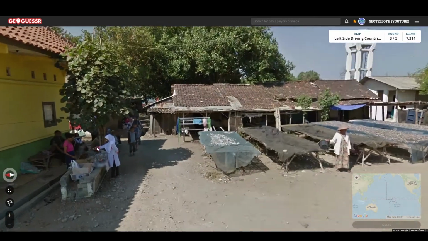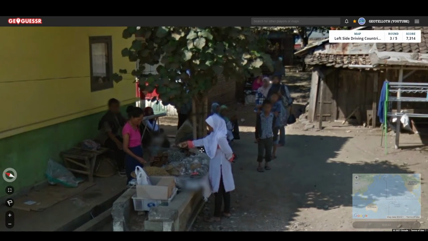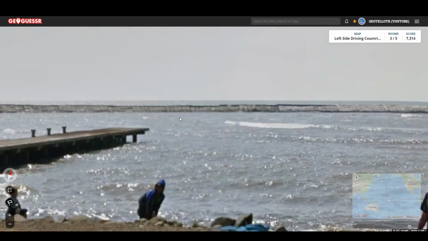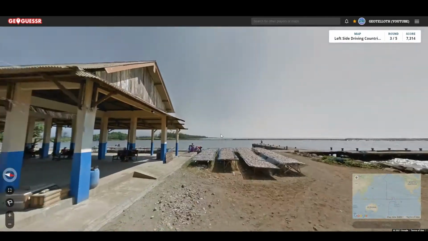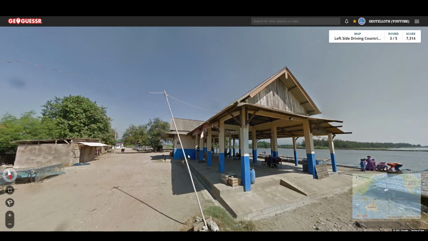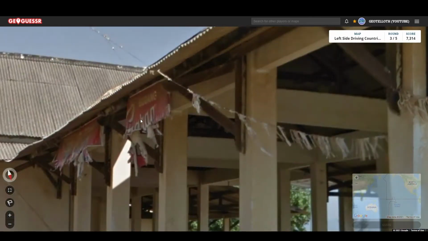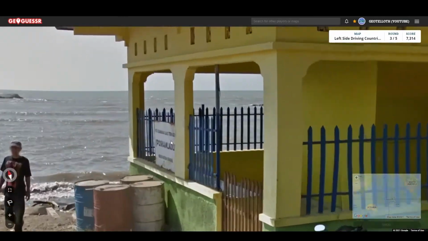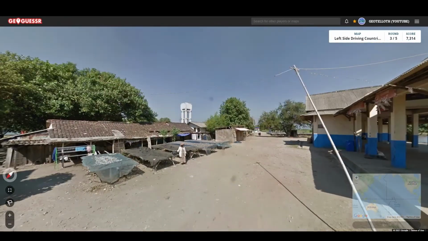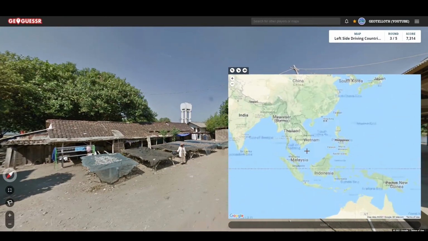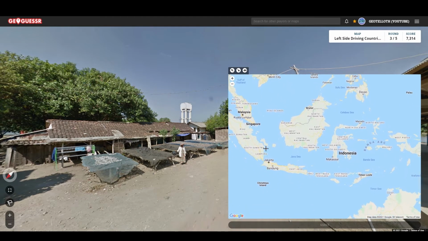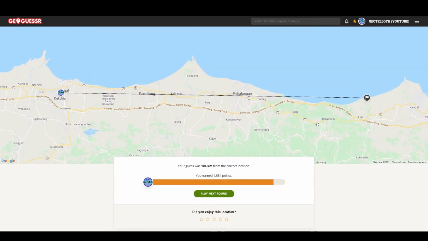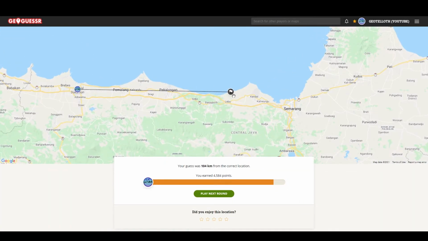I mean, it's looking like Southeast Asia, judging by the people. We've got the sea to our north. I'm kind of feeling like Indonesia here. We've got sort of a Latin alphabet, but I think Singapore is a good shout here, so let's go there. Yes, and we were actually pretty close, 104 kilometers away.